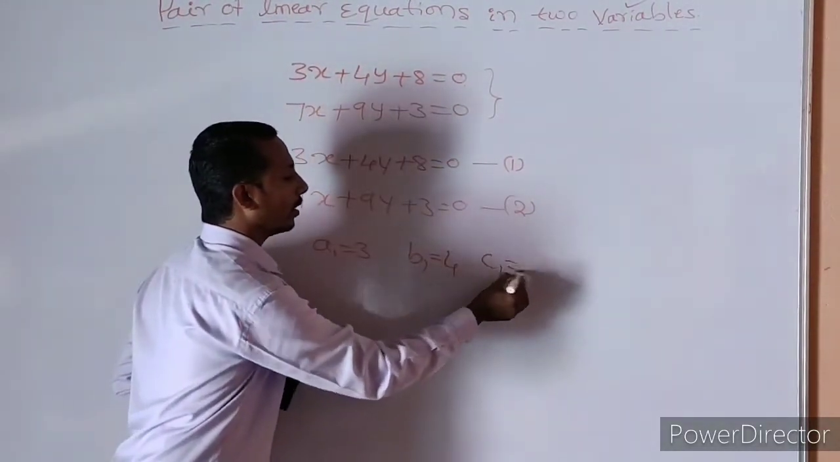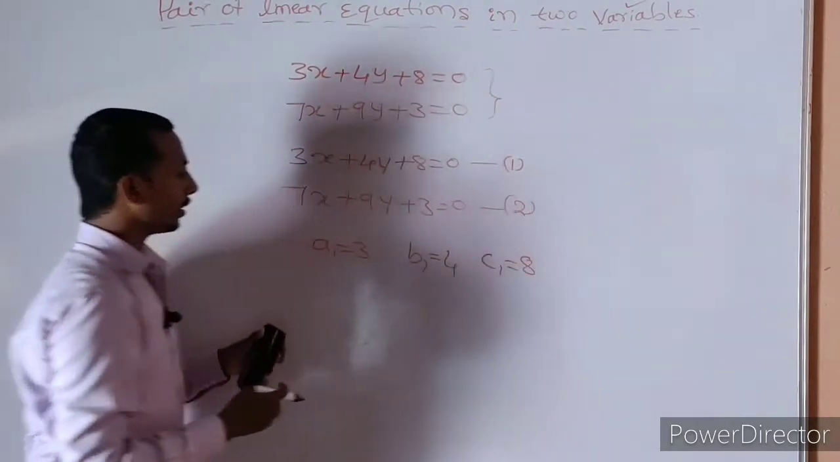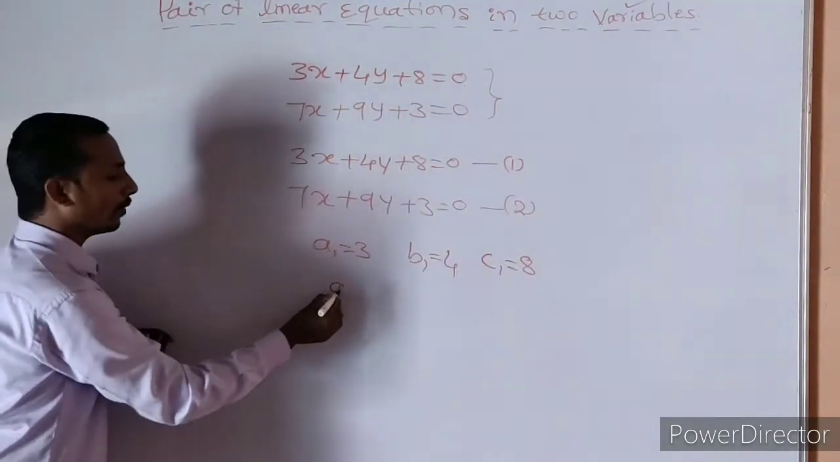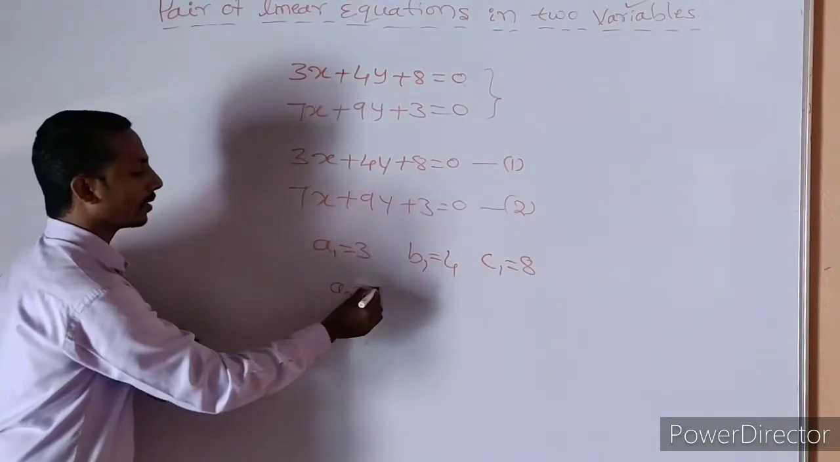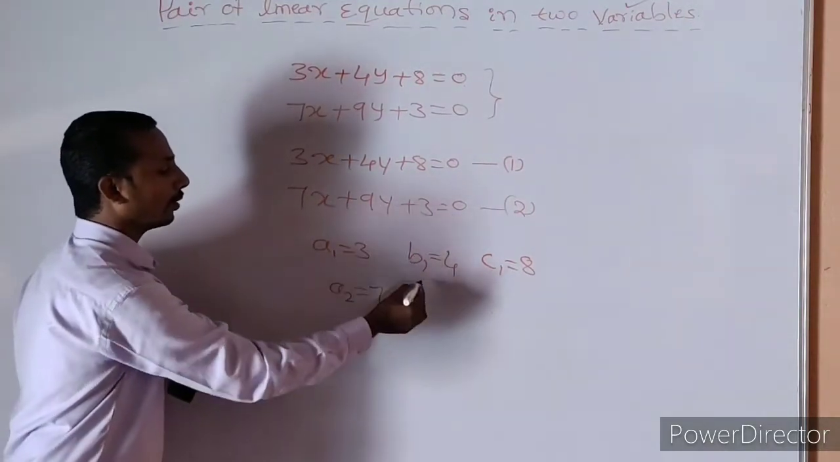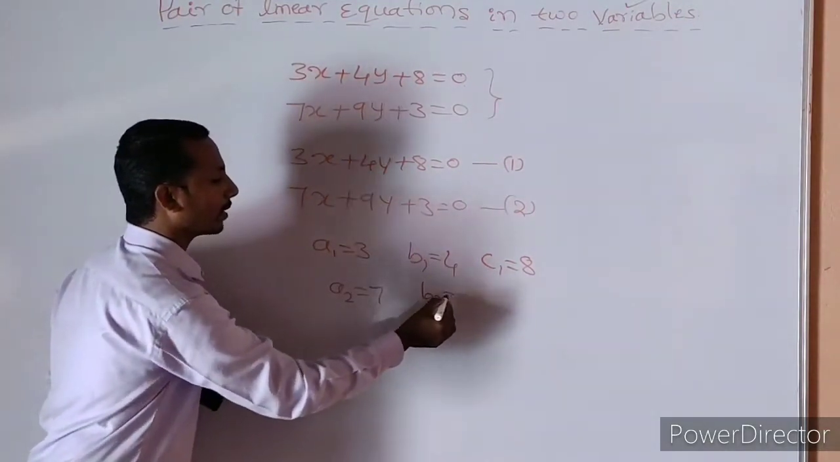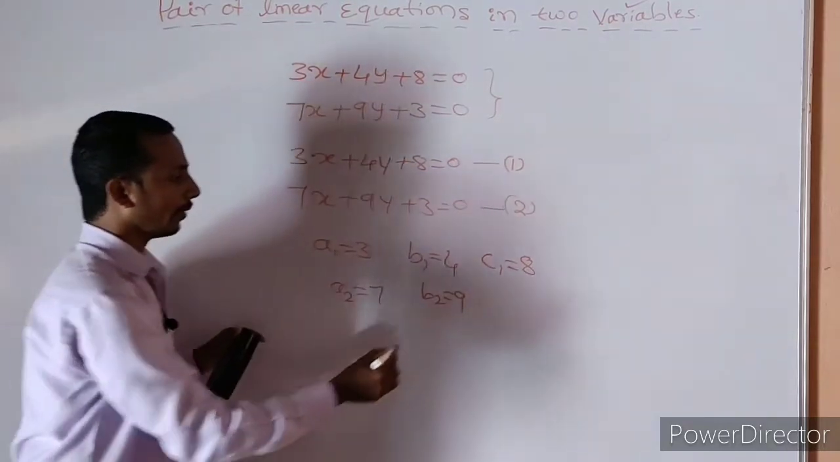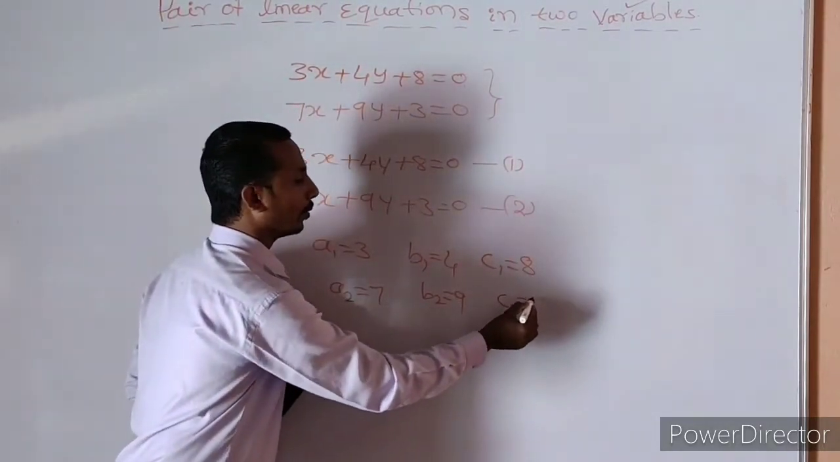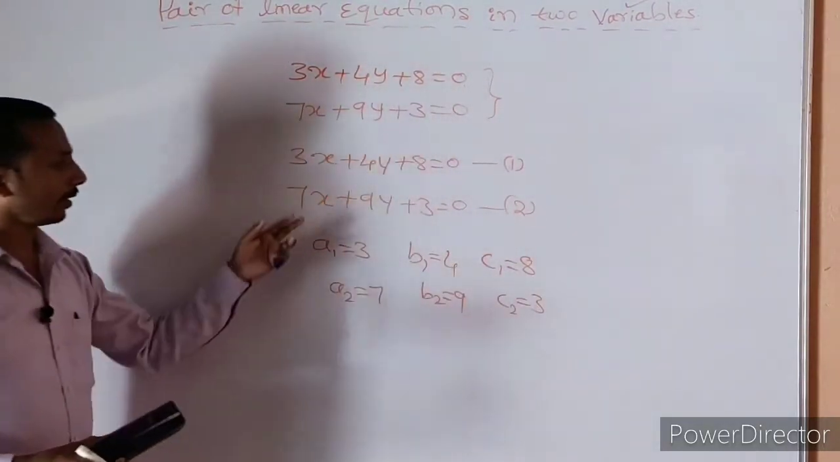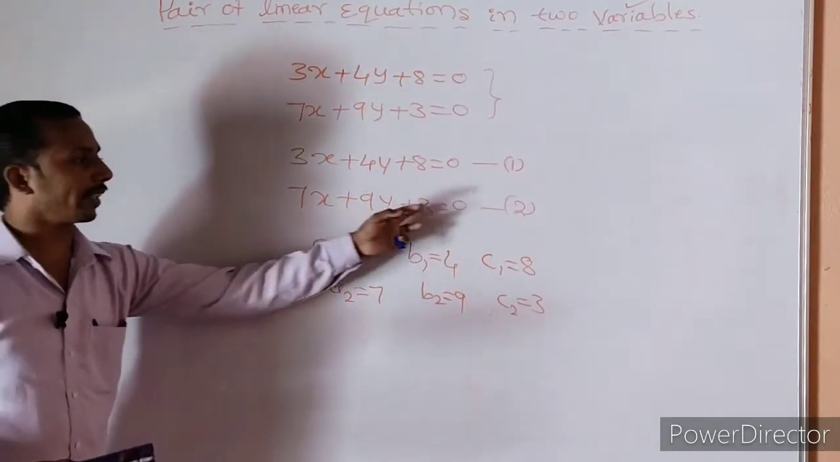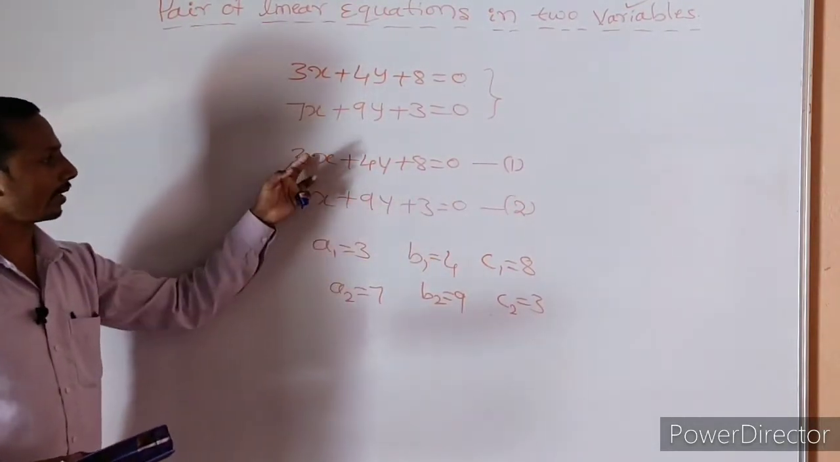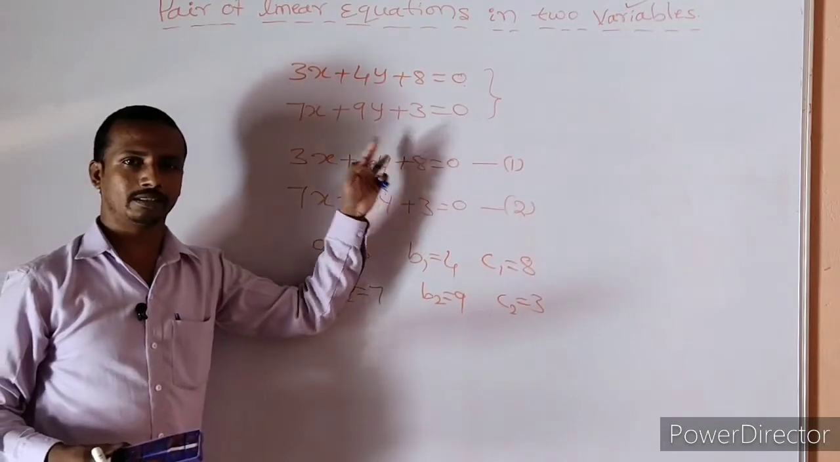C1 means it is an 8. In the second equation, the value of A2 is 7. The value of B2 is equal to 9. Then the value of C2 is equal to 3. Here A2 means it is in the second equation. A1 means it is in the first equation.